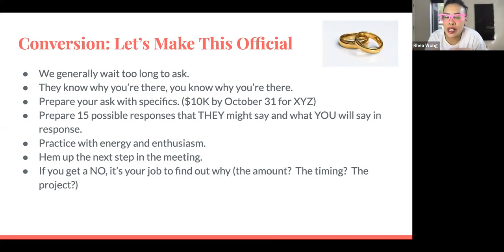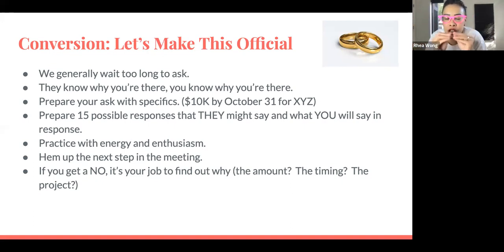Number one, we generally wait too long to ask. The mistake that I have made and other fundraisers have made is I've gotten into the friend zone with people. And now I'm like, well, now we're like friends, and she thinks that I just like hanging out with her, and that now I can't ask, right? So generally we wait too long to ask. Also though, they know why you're there. They know why they're there, you know why you're there.